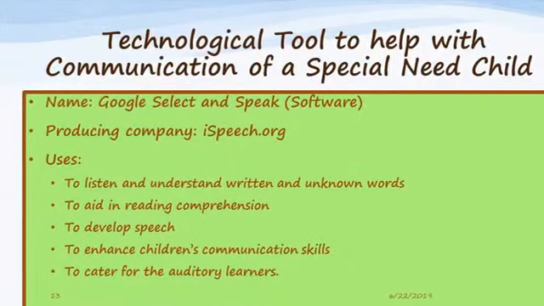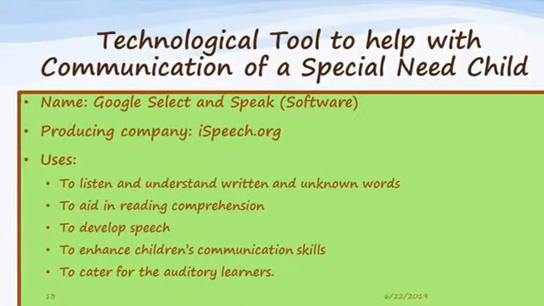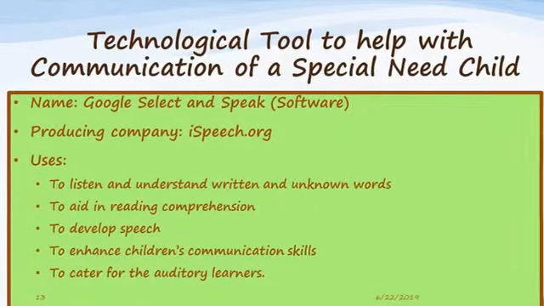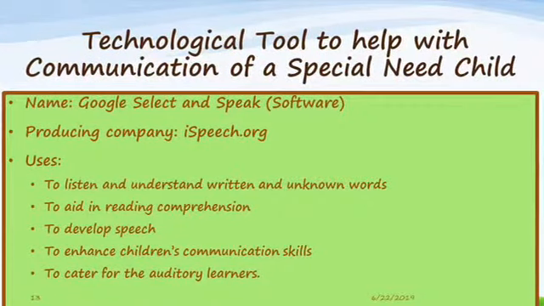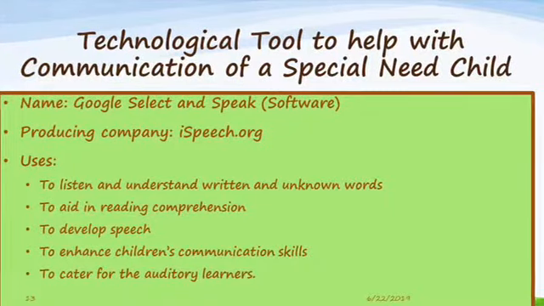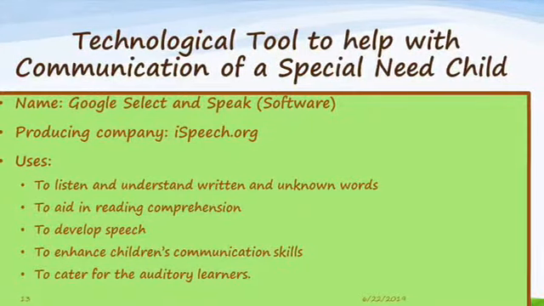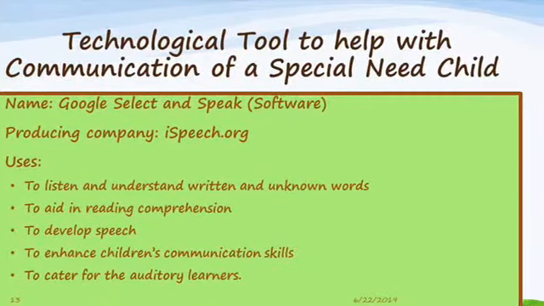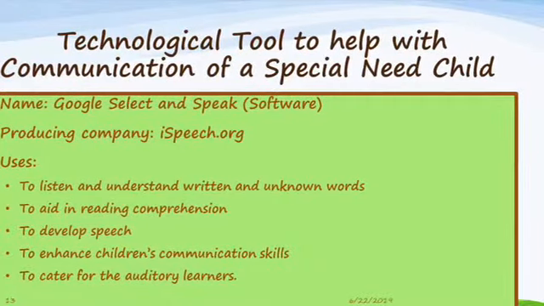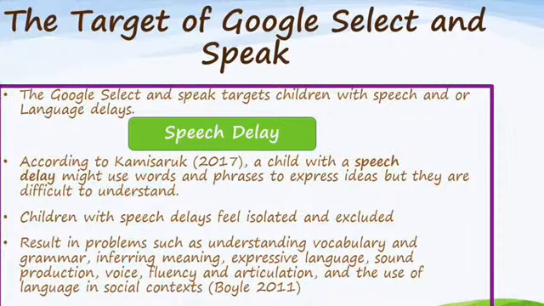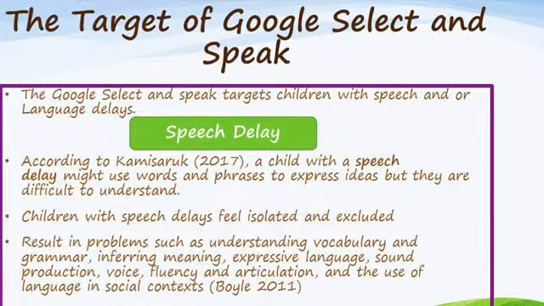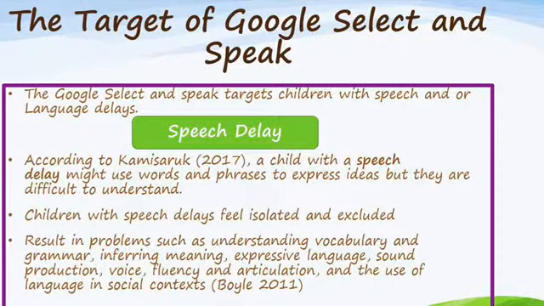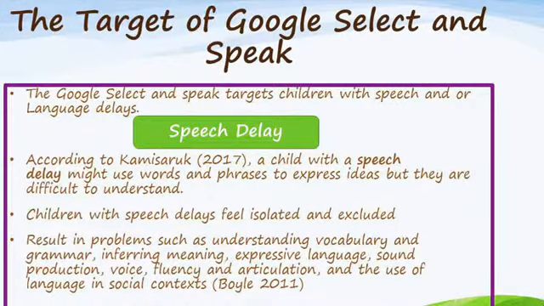One technological tool that will help with the communication of a special needs child is the Google Select and Speak software. It is from the producing company iSpeech.org, and it has uses where students listen and understand written and unknown words. It aids in reading comprehension. It develops children's speech. It enhances children's communication skills, and it caters for the auditory learners in the class. And it targets children with language or speech delays. And according to Kami Saruk, a child with a speech delay might use words and phrases to express ideas, but they are difficult to understand.